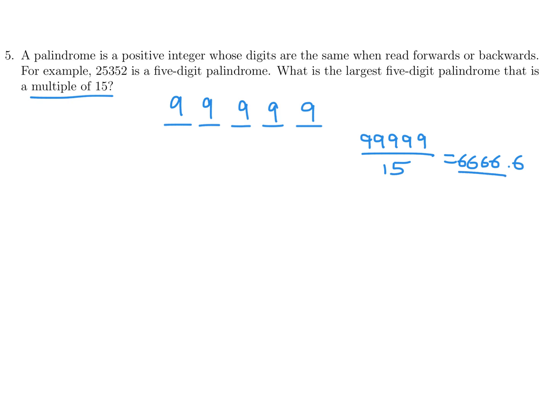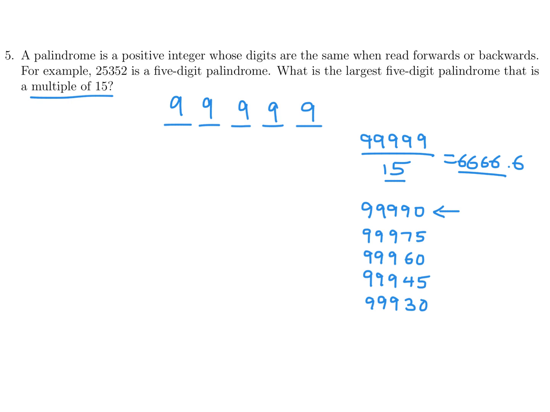Okay, so if I just took that 6666 and multiplied by 15, I get 99990. This is a multiple of 15. And then if I keep subtracting 15, I will get 99975. And then if I subtract 15 again, I get 60, and so on, right? If I subtract 15 again, I get 45. And if I subtract 15 again, I get 30. You guys get the point.